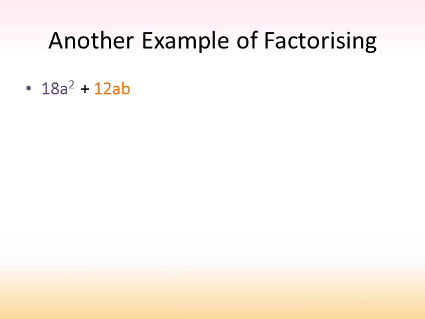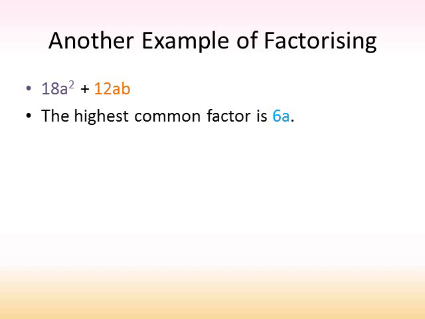Here is another example of factorising. In this example, the common factor will be a number and a pronumeral, but it is treated exactly the same. We could just take the factors of 18 and 12 and then take a common factor of the pronumerals, or we can think of the factors of 18a squared and 12ab. Either way, when we write them down, we will find that 6a is the highest common factor, as 6 is a factor of both 18 and 12, and a is a factor of both a and a squared.